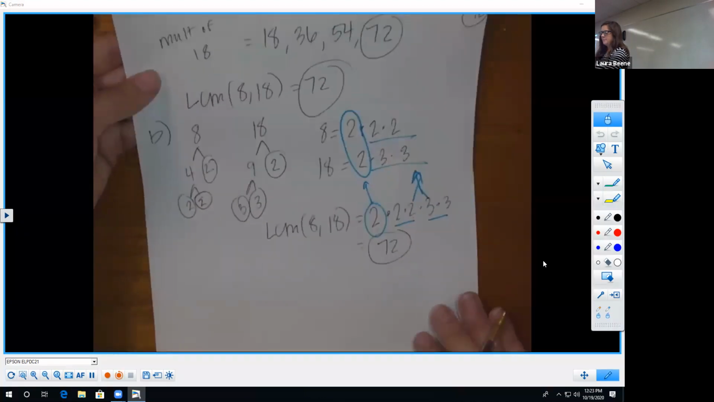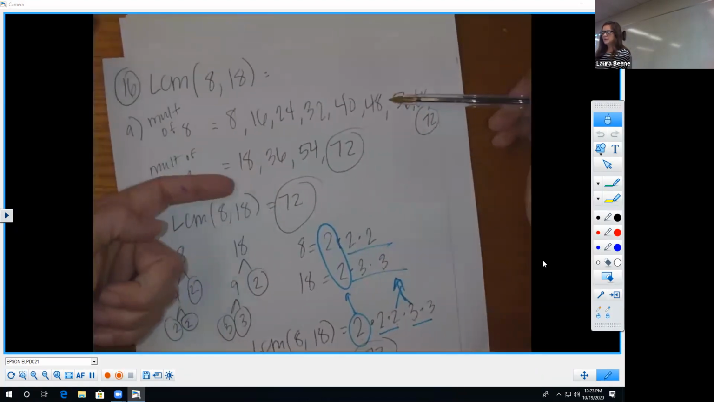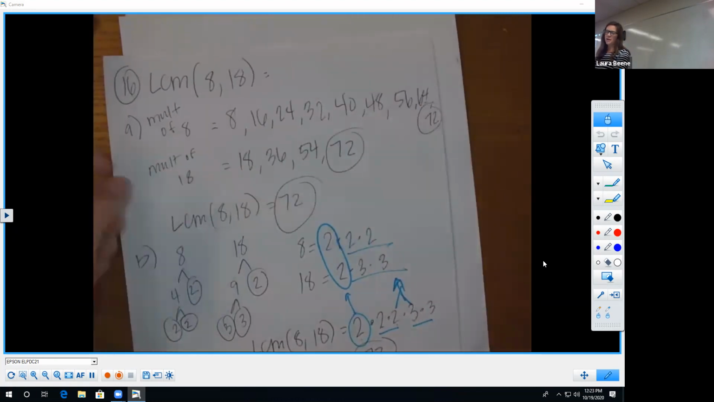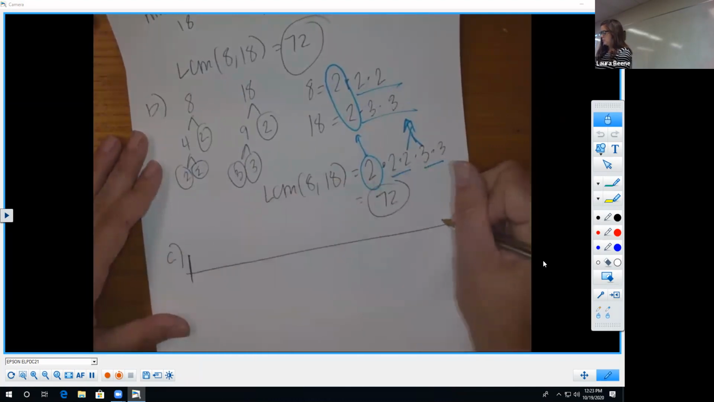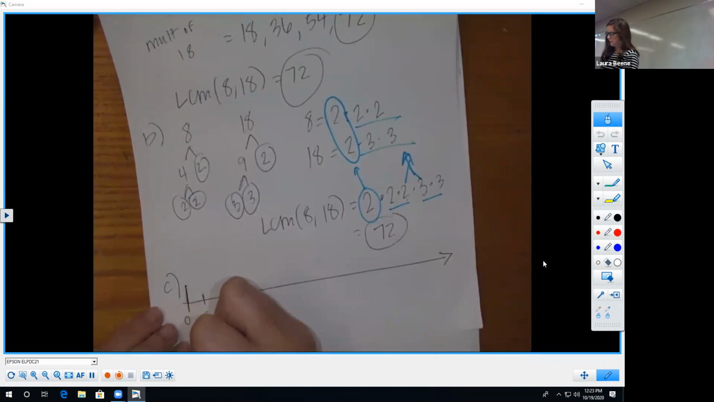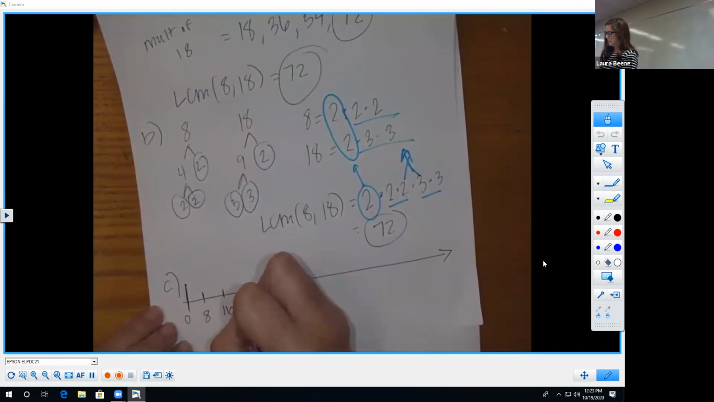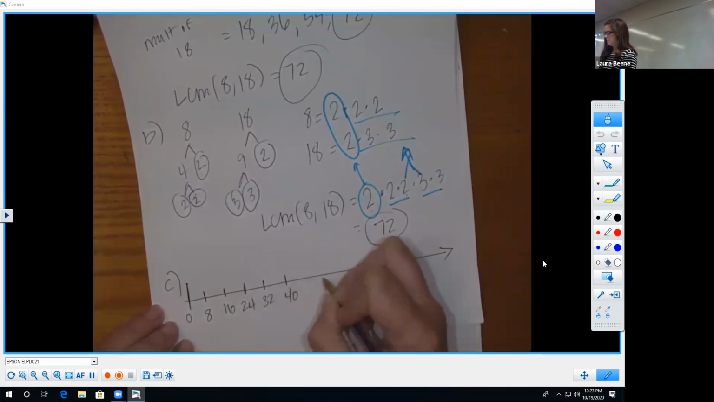Okay, for part C, C is very similar to A because you're basically just putting these numbers on a number line and seeing where they match up. So on a number line, we're going to do the multiples of 8 first. We're going to say that's 0. The first one is 8, and then 16, and then 24, 32, 40.